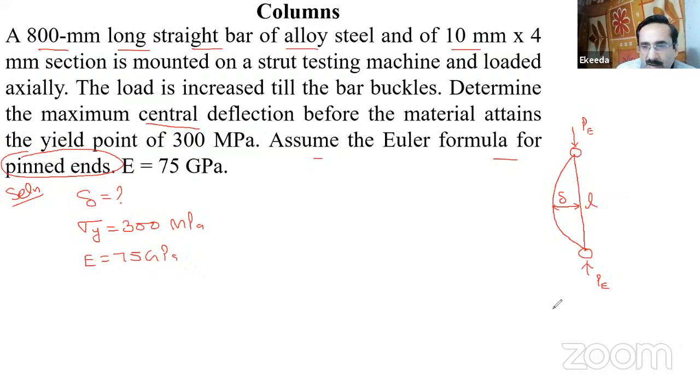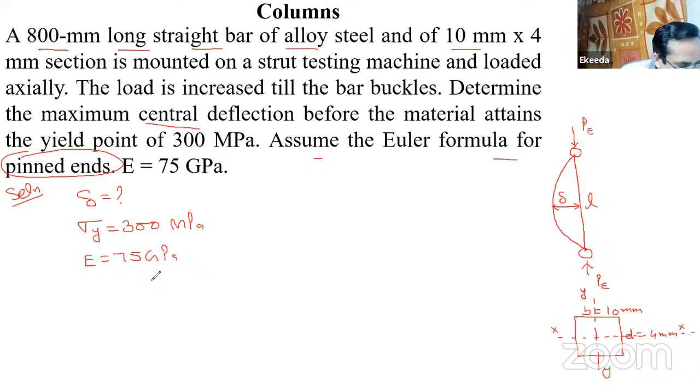What else is given? Dimensions are also given to us. That is 10 by 4 millimeter. So depth is say 4 millimeter and width is say 10 millimeter, right? So this is x-axis and this is y-axis, y. It is important because we have to find out the minimum moment of inertia also, right?